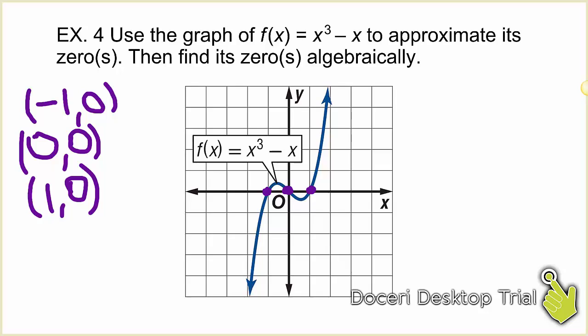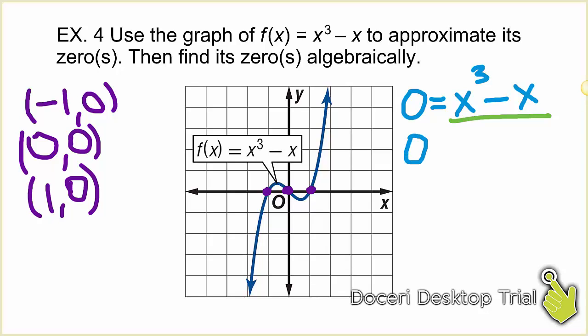So algebraically is when y equals 0. And remember, y and f of x are the same thing. So if I plug in 0 in place of f of x in f of x equals x cubed minus x, I want to solve this problem for x. First thing I notice is that both of these terms have something in common, and that is an x. So I can factor an x out of both of these terms. When I factor an x out, I'll be left with x squared minus 1.